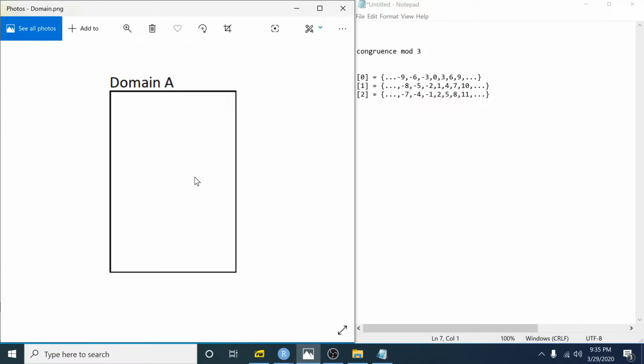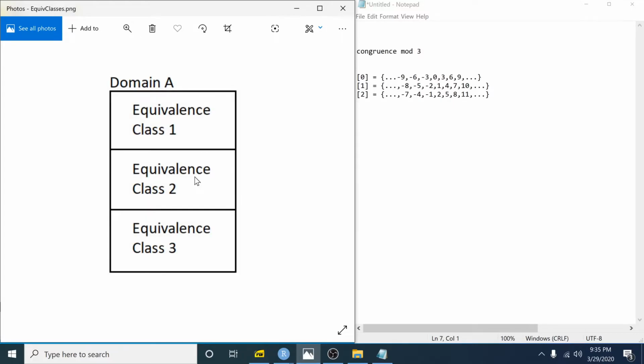And what happens is when you look at equivalence classes, you divide that domain into subsets. And these subsets are non-empty. Every one of these equivalence classes has something in it. These subsets are pairwise disjoint. Another word for pairwise disjoint is mutually exclusive. These equivalence classes do not overlap at all.